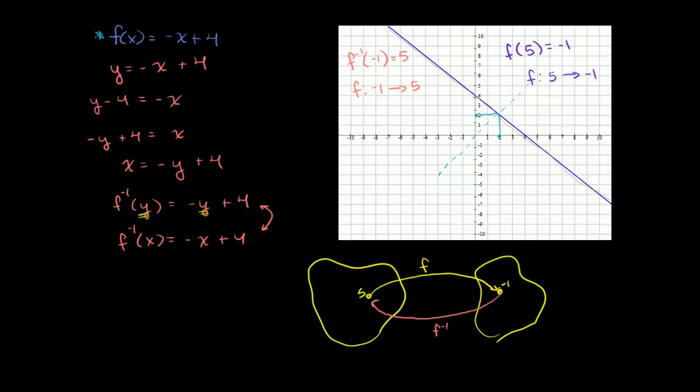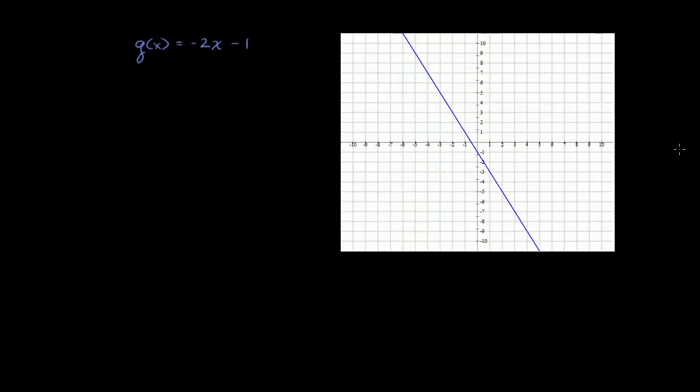Let's do one more of these. So here I have g of x is equal to negative 2x minus 1. Just like the last problem, I like to set y equal to this. So we say y is equal to g of x, which is equal to negative 2x minus 1. Now we just solve for x. y plus 1 is equal to negative 2x. Just added 1 to both sides. Now we can divide both sides of this equation by negative 2. And so you get negative y over 2 minus 1/2 is equal to x. Or we could write x is equal to negative y over 2 minus 1/2.